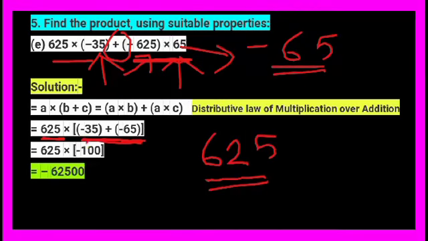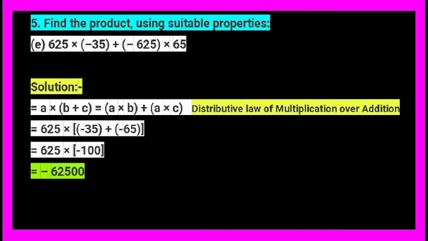Now we have to do addition of this because minus minus becomes plus, and 35 plus 65 is equal to 100, and the sign of the greater number we have to use. So here it is minus 100. Then after we do multiplication of 625 and 100, and the answer is 62,500. And it is negative. Why? Because here we have one of the integers negative. So the answer is minus 62,500.